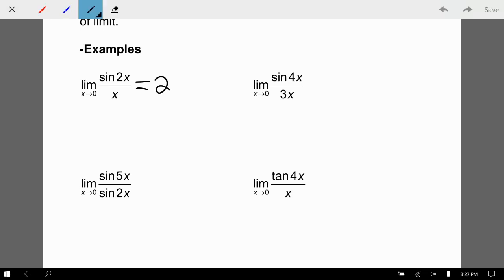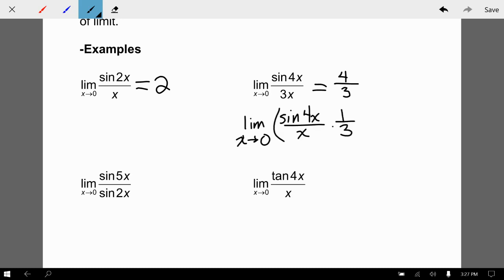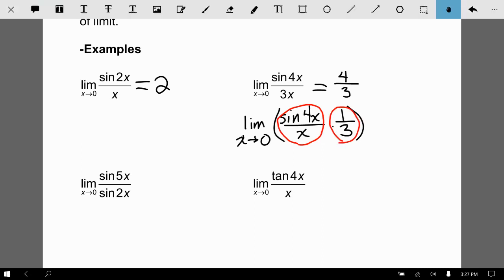Okay, so for this next one, you should have found that this was equal to 4/3. And the thought process for that would be the limit as x approaches 0 of sine 4x over x times 1/3 is equivalent to the limit that I started with. So now I can take the limit of this piece, that gives me 4, times 1/3, that gives me 4/3.